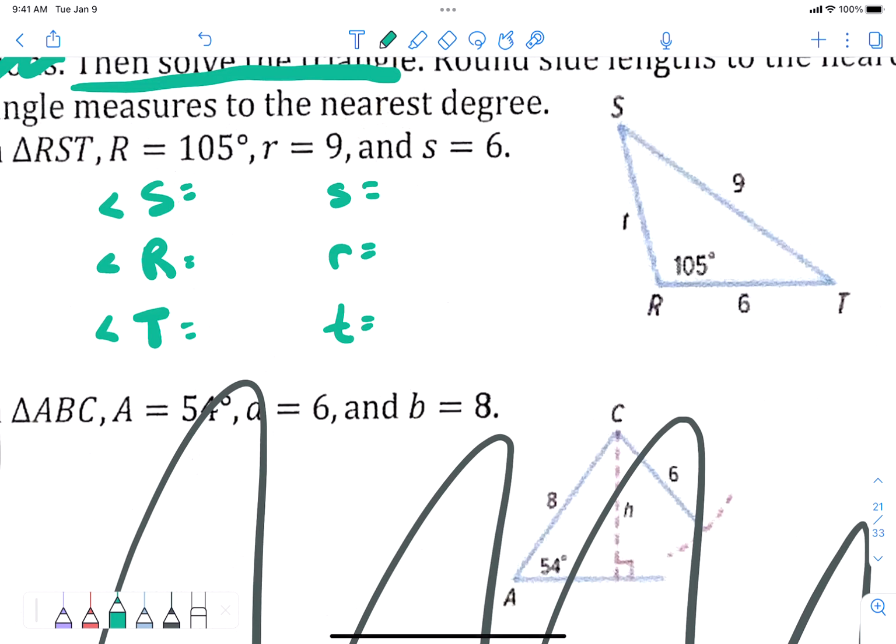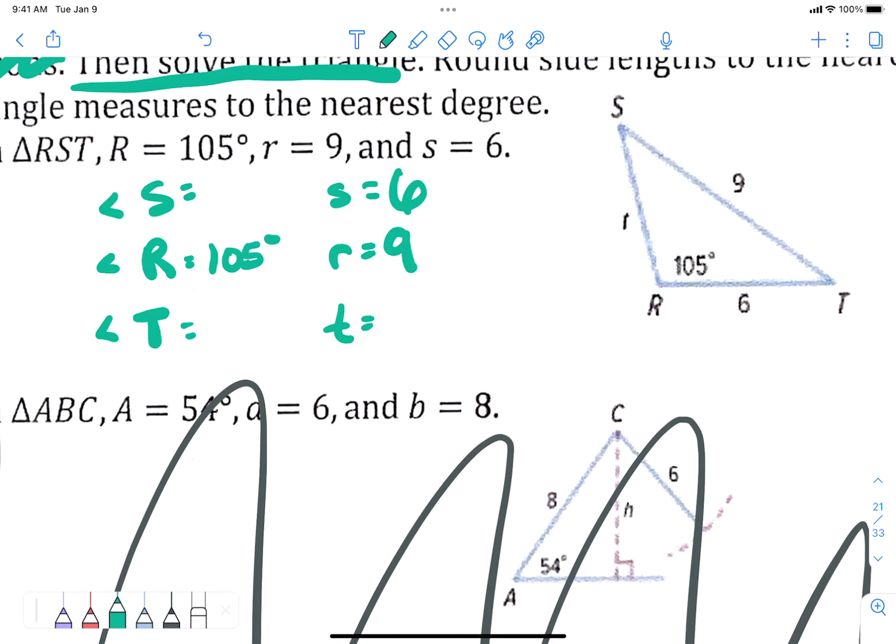Okay? Which angle do we know? R. We know angle R is 105. And then what is 9 representing? Little side r, right? That's 9 because it's opposite of angle R. What about 6? Little s is 6, right?